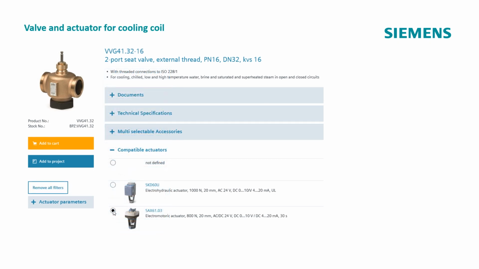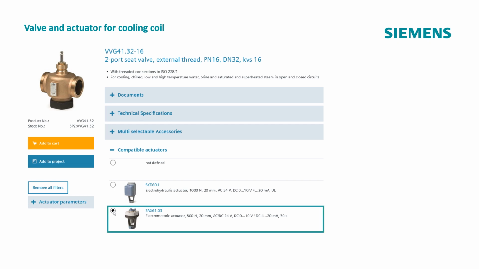The selection is now limited to 2 suitable actuators. The actuator SAX61.03 is being selected, and with that the valve and actuator selection is completed. This selection of valve and actuator can now be added to the cart. Or if there are many valves to be selected, this selection can be added to a project.